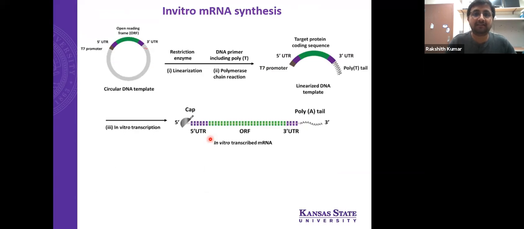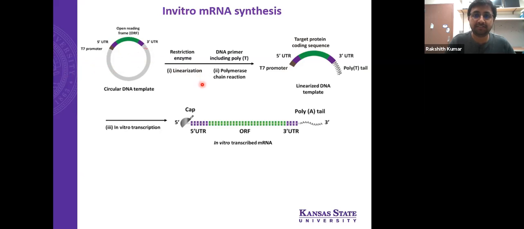I will briefly tell how mRNA can be synthesized in vitro. A plasmid which contains an open reading frame of a gene of interest, which also has 5' and 3' untranslated regions and a T7 promoter, can be used, and it should also have a restriction site downstream of the insert gene. Then by using a restriction enzyme, we can cut at one site to convert the circular plasmid DNA into a linearized plasmid DNA.